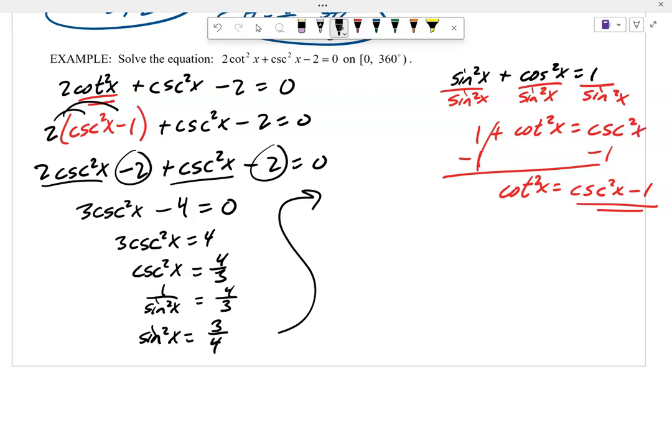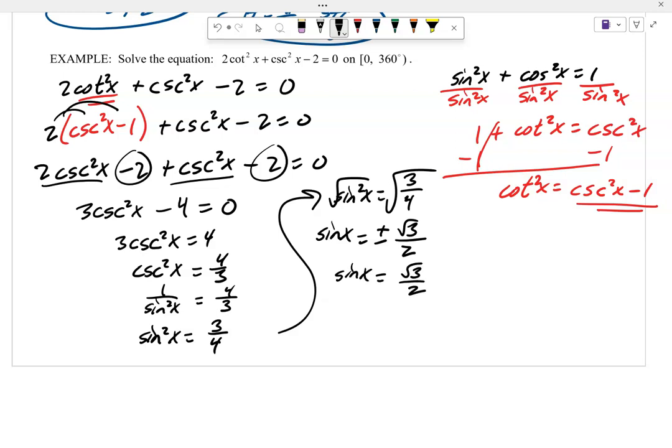So then we got sine squared is 3/4. Square root. So the sine of x is plus or minus the square root of the top over the square root of the 4, which is 2. So we have 2 equations here. The sine is positive root 3 over 2, or sine is negative root 3 over 2.